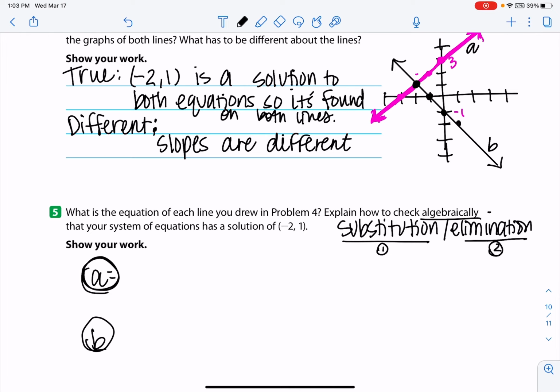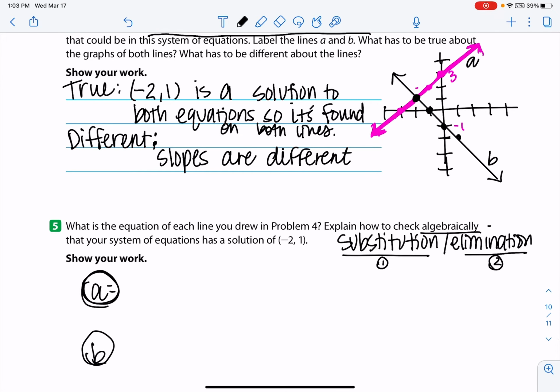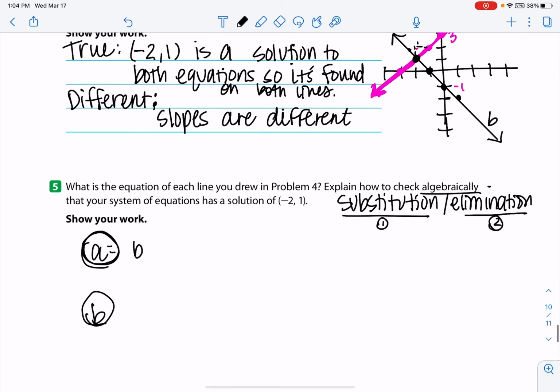So line A, I made sure when I drew this that it was super easy for me to find my slopes and y-intercepts. So I was very clear about what I did. So for line A, I can see I go up 1 and over 1 to get from one point to the next, and my y-intercept is 3. So my slope is 1. So my equation for line A is y equals x plus 3.